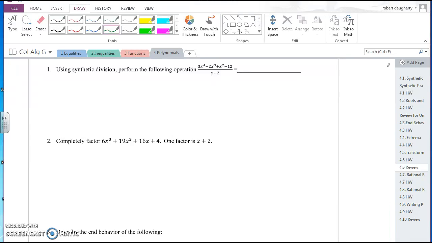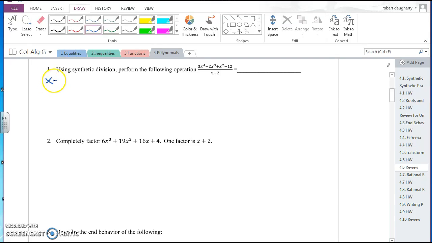Okay, here we have the review. This is 4.6, so we're reviewing everything from 4.1 to 4.5, getting ready for the quiz that we have upcoming for polynomials. First problem is to use synthetic division to perform this operation.